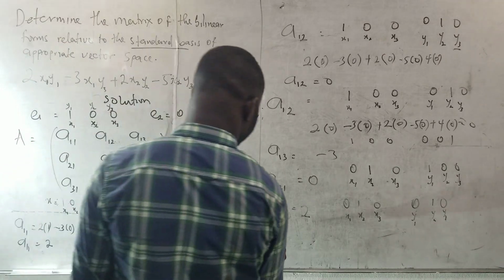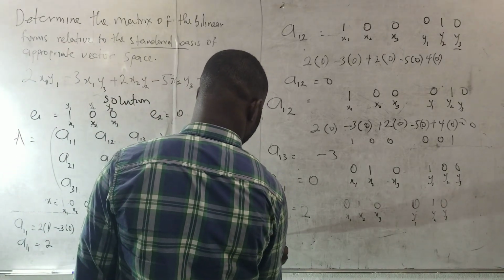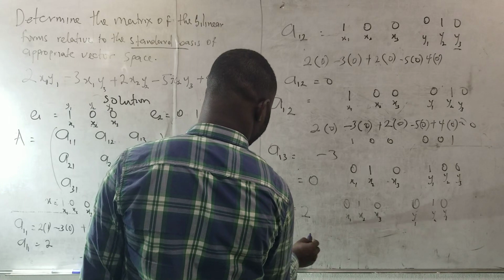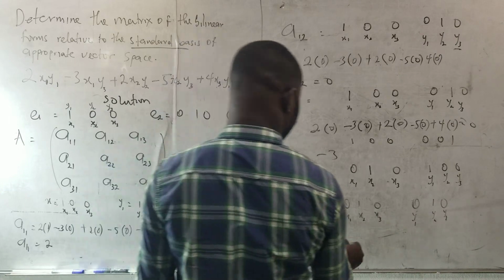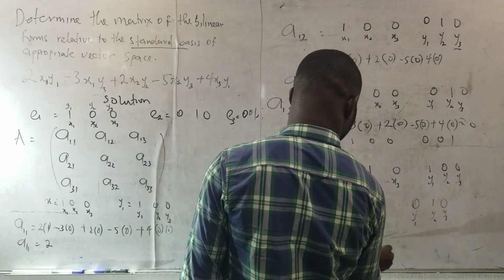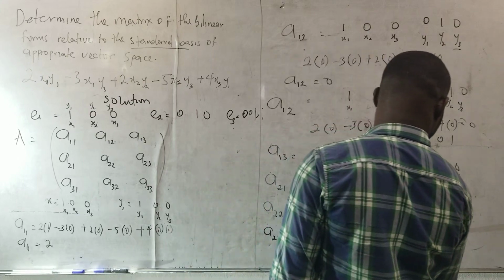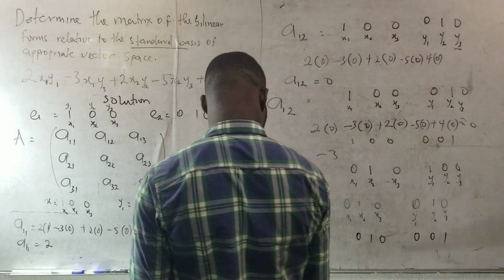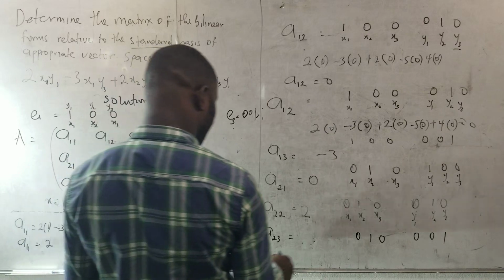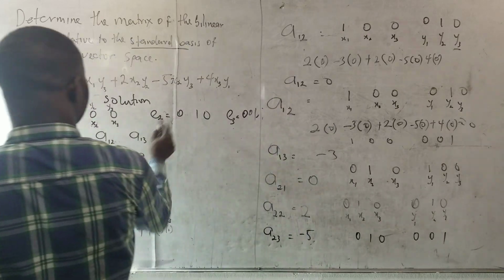Now a23. Your a23, it means you are having 0 1 is 0 and 0 0 1. Now when you do it, you are expected to have minus 5. This one will come up.